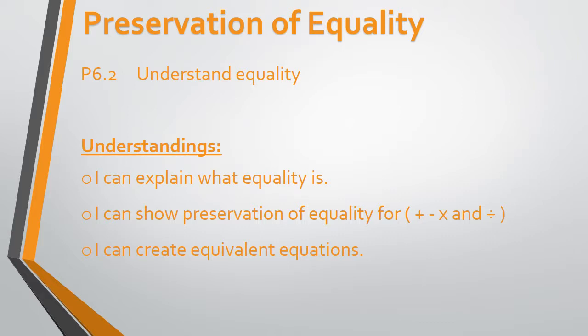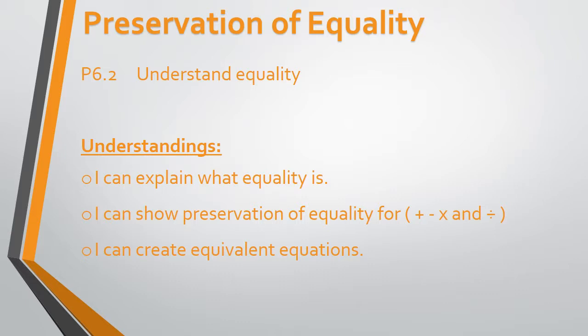Hi there, this is P6.2, Understanding Equality. So the main term in this unit is preservation of equality. There's actually only two vocabulary words for this unit: preservation of equality is one, and operation, I think, is the other one. So pretty easy stuff.